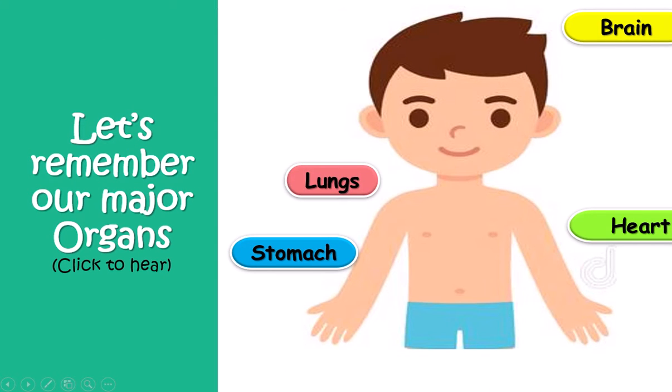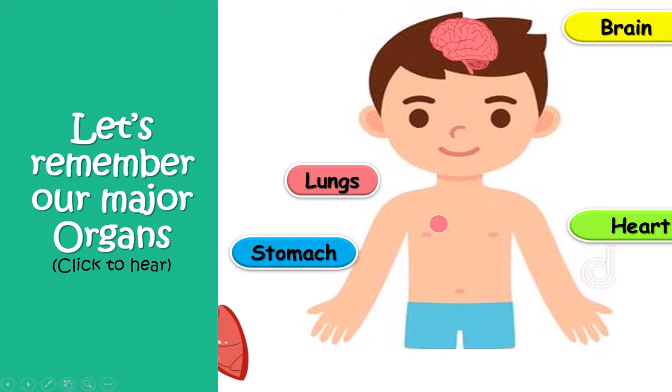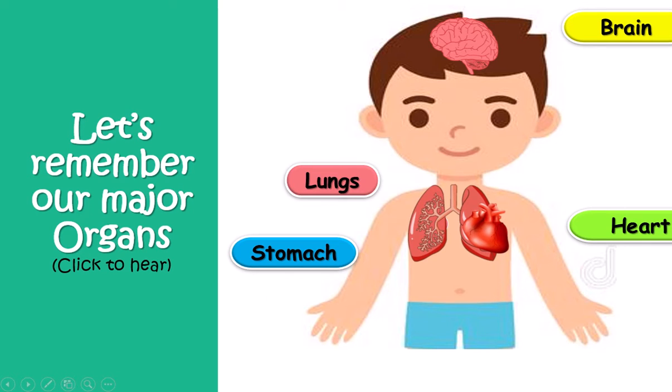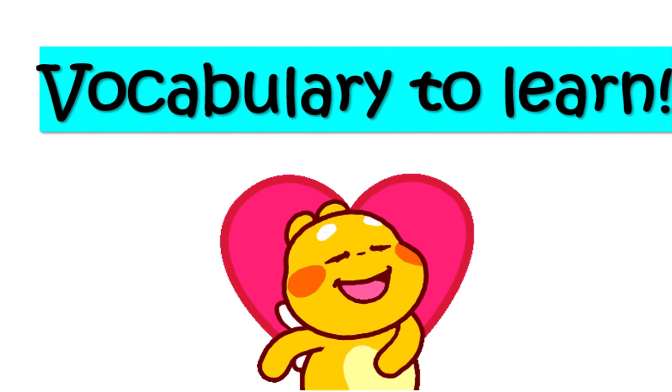And here we have our major organs. You can click on the dots and listen to the names. Can you repeat the names? Brain, lungs, heart, stomach. This is our new vocabulary to learn.